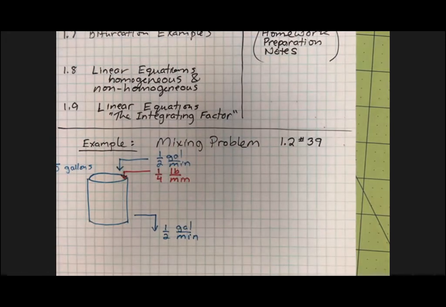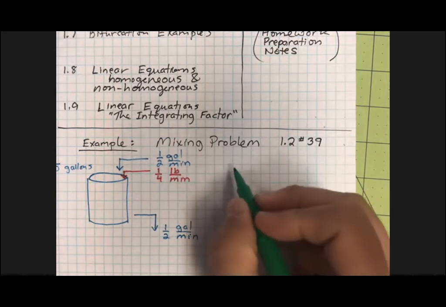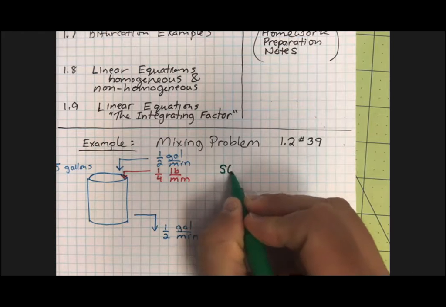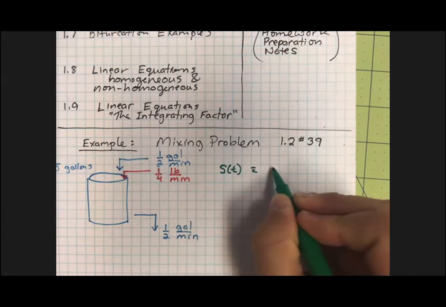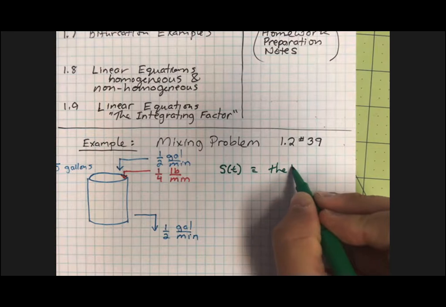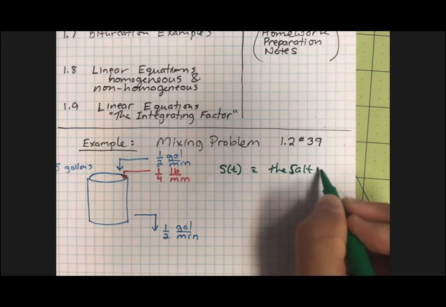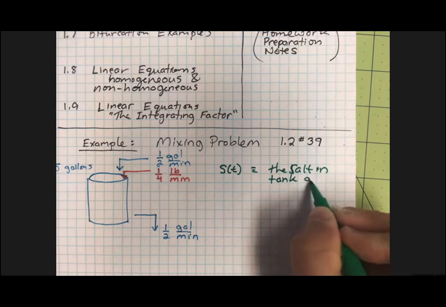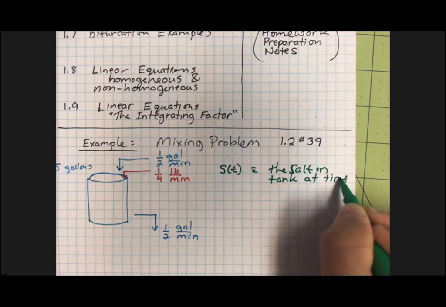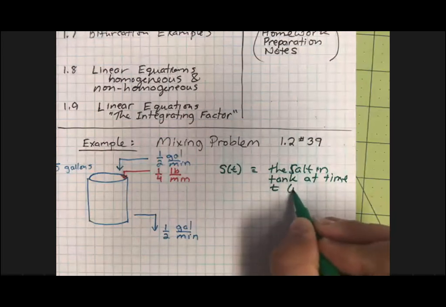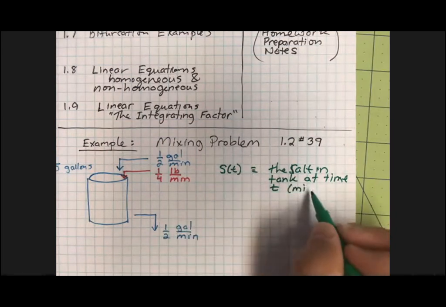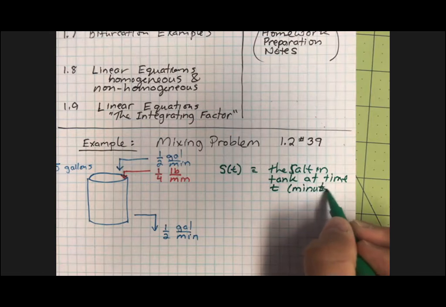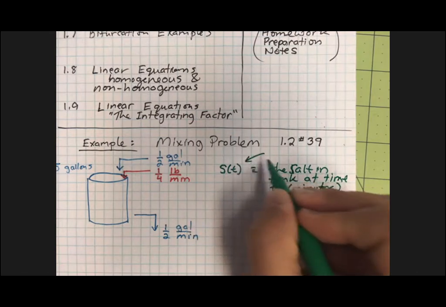So how can I answer the questions? The base question was, what's the amount of salt in the tank after these times? If someone asks me what the amount of salt in the tank is, I have to say, quite honestly, I don't know how much salt is in the tank at any time. Well, that's my variable then. Let S(t) be the salt in the tank at time t. We're going to measure t in minutes, that seems to be how they're delivering things to us, and S(t), I think we're going to measure in pounds.